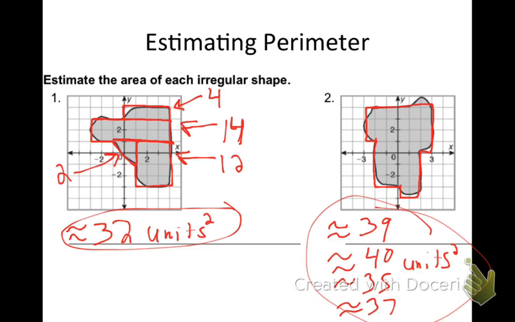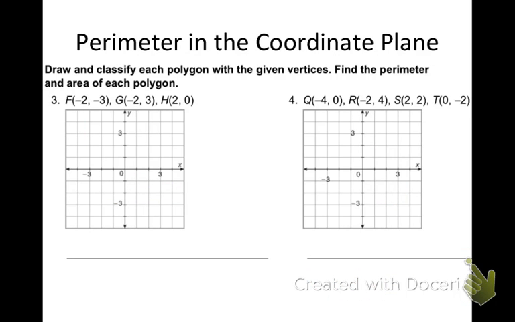All right, next thing we're going to do. What happens if we have exact figures? It says, draw and classify each polygon with the given vertices. Find the perimeter and area of each polygon. So the first one is F at (-2, -3), so I'd plot (-2, -3). G is at (-2, 3). H is at (2, 0). And I would connect the dots to draw in my figure.